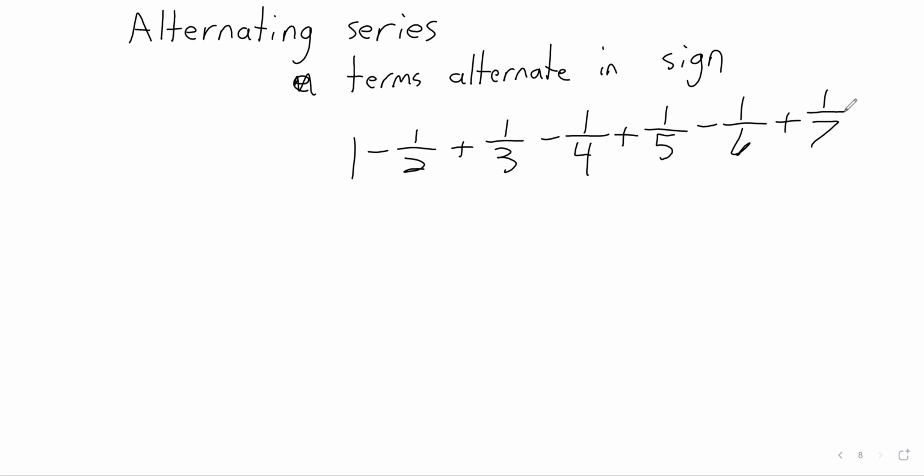And the alternating series test is a little like the nth term test, but the opposite of the nth term test. The alternating series test can show convergence, but not divergence.